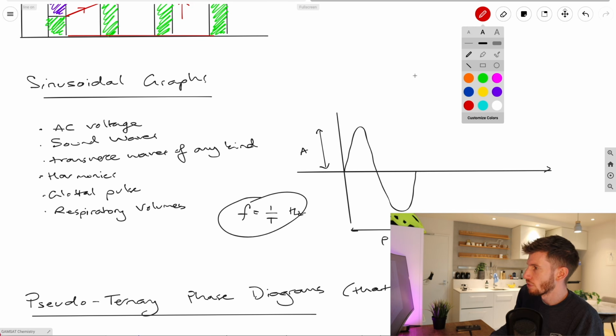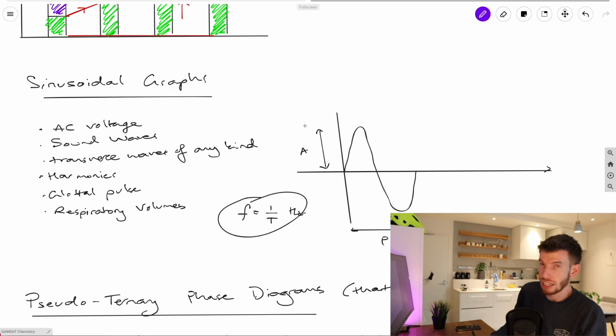Sinusoidal graphs, again, more of a physics thing. You'll see them in AC voltage, sound waves, any kind of transverse waves as well. Harmonics, glottal pulse, we saw that in some of the practice material, and respiratory volumes as well from some physiology. All we need to, again, understand is just some of the key features. We're looking for amplitude, which is the deviation from the center to the maximum, or the deviation from the center to the minimum, but not the whole way across. The whole way across is 2 times the amplitude, so be very careful about that, unless it specifically defines the amplitude as being max to min. That's not a standard thing though.